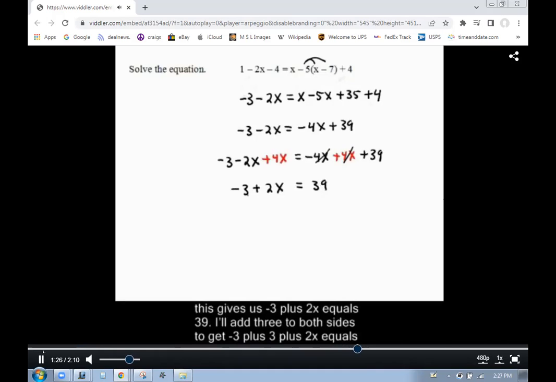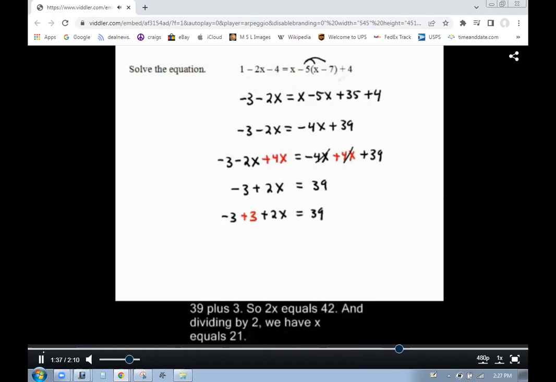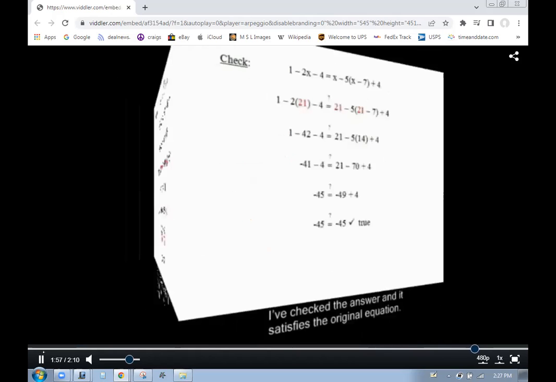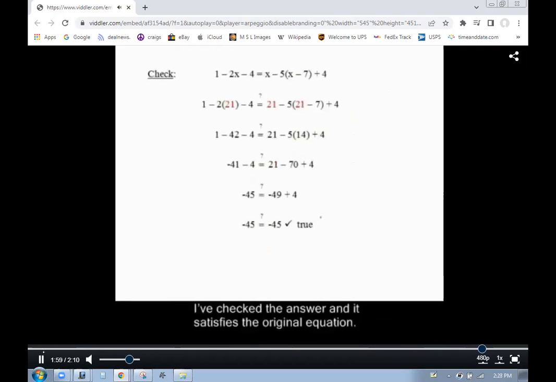I'll add 3 to both sides to get -3 plus 3 plus 2x equals 39 plus 3. So 2x equals 42. And dividing by 2, we have x equals 21. I've checked the answer, and it satisfies the original equation. So the solution set is a set containing 21.